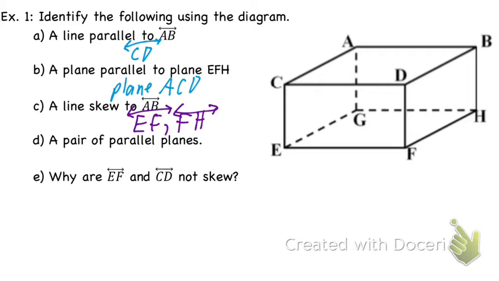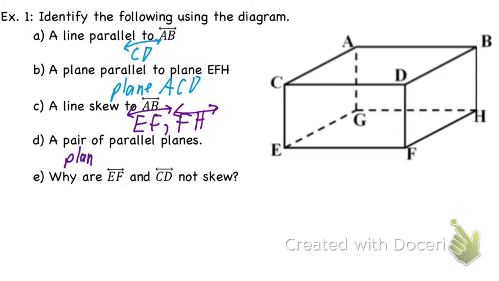Okay, letter D, a pair of parallel planes. So skip number 4. Go and cross out number 4 on yours. On number 5, though, a pair of parallel planes. Someone want to give me a pair of parallel planes? Okay, Gregory. CD and EF.